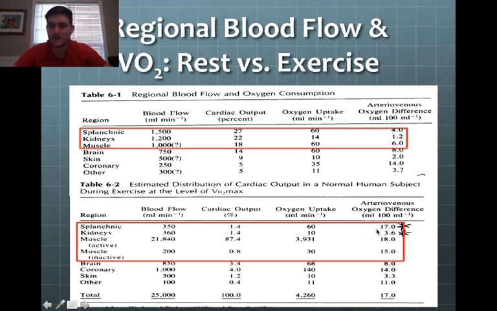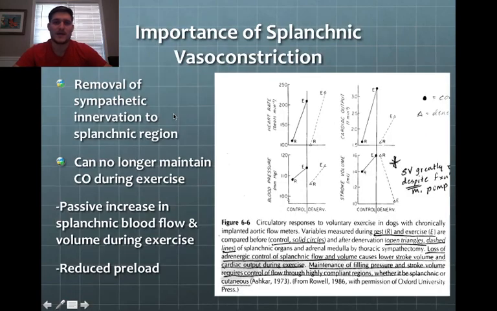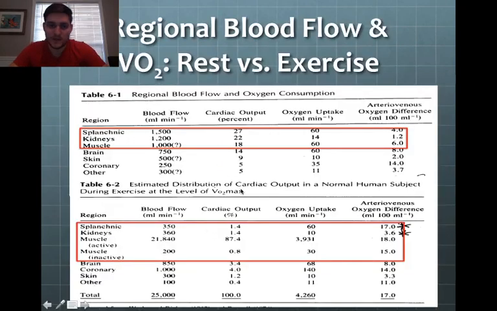By the fact that they're able to increase the oxygen extraction, they're able to keep this number the same. And so it's not only the skeletal muscle, the metabolically active regions that increase their AVO2 difference, but also the inactive regions as well. And so it's very important that we have this cutoff in blood flow to the splanchnic circulation. Because going back to the last page here, if we're going to increase the amount of blood going to the skeletal muscles by 20-fold, by 30-fold, right?